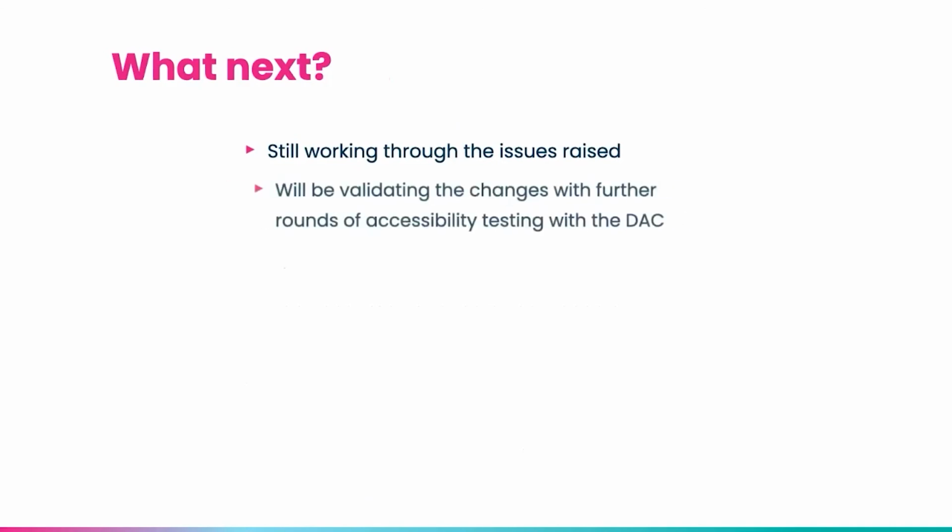So, what next for us? Well, we're still working through the issues that were raised. We're going to be validating those changes with further rounds of accessibility testing with the DAC. And it's one of those things, we're not going to be done with this. This is the first round. We're testing the most used areas of the app. When we develop something new, a new area, we're going to need to be doing all this. We need to be thinking about all this all the time. And we need to be getting that in front of disabled users.